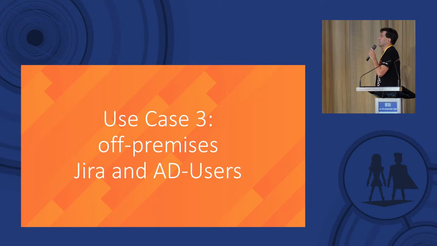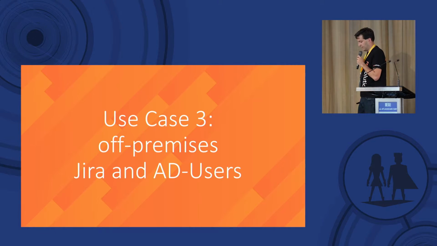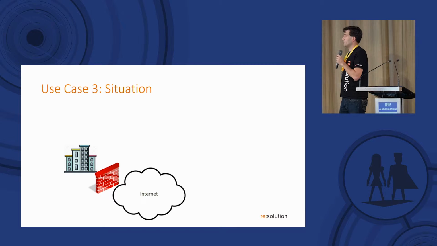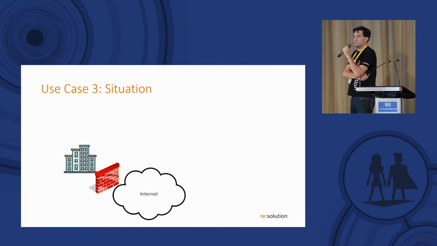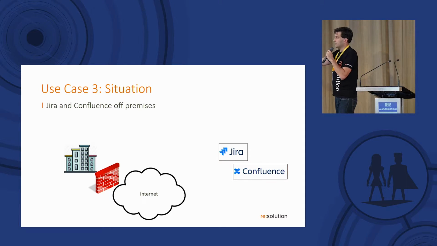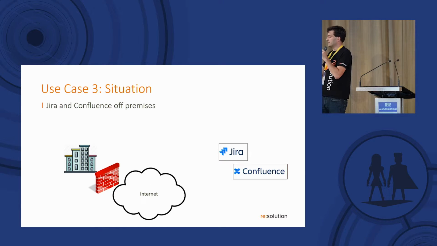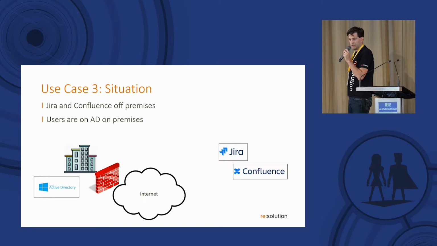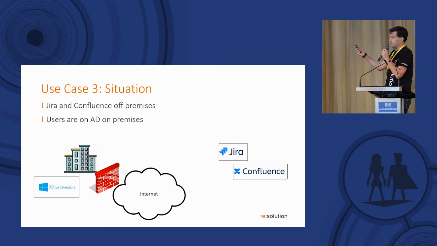Okay, and as a last part, I've got a little simplified use case we have seen before. You've got your Active Directory, but you decided that you want to host your Jira and Confluence externally. So your Jira and Confluence is off premises again. You've got your firewall to the internet, so nobody comes into your internal network, and you've got your Active Directory internally. And you want these users to be available on Jira and Confluence.